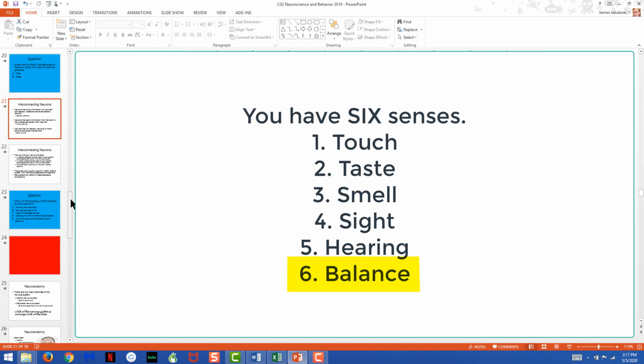And so what there is in terms of the nervous system is only 6 inputs into your brain. That's it. There are 6 sensory inputs into your brain, and that's the only way to get sensory input into your brain.